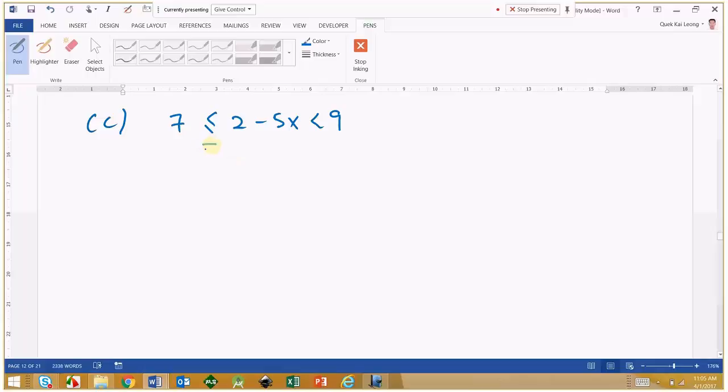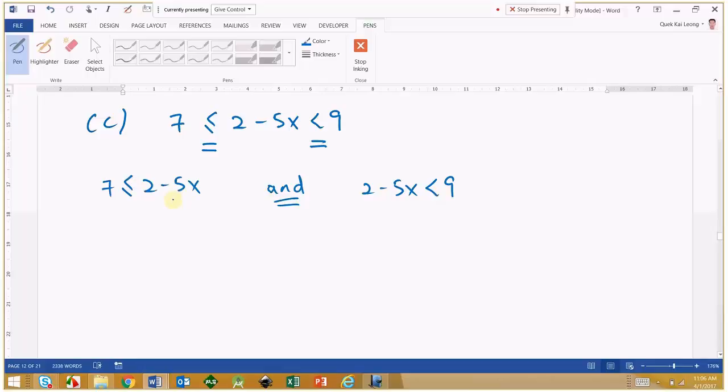Okay, now this question here has 2 inequalities. So don't worry, just do it one by one. You do this one first: 7 less than 2 minus 5x. This one is an "and", because this condition must occur and this condition must occur, and 2 minus 5x is less than 9. So I'm dealing with the inequalities one by one. This one first, then this one. It's an "and" because both conditions must occur: it must be greater than 7 and less than 9. So I'm going to solve for x.